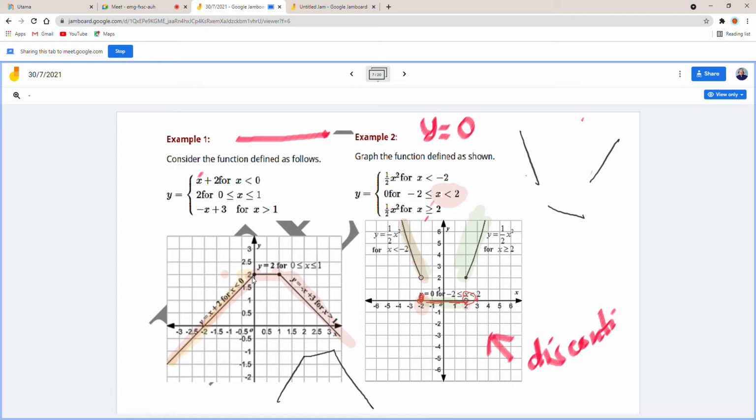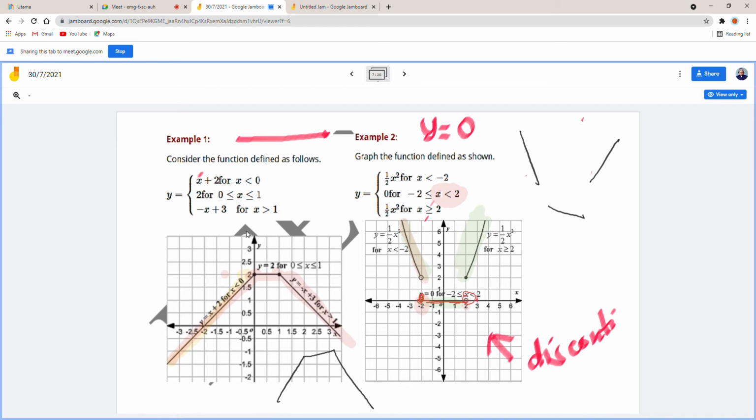How do you know whether the x plus 2 is a slanting line? Look at this x plus 2. What type of graph is that? Linear. y equals mx plus c. Get it?